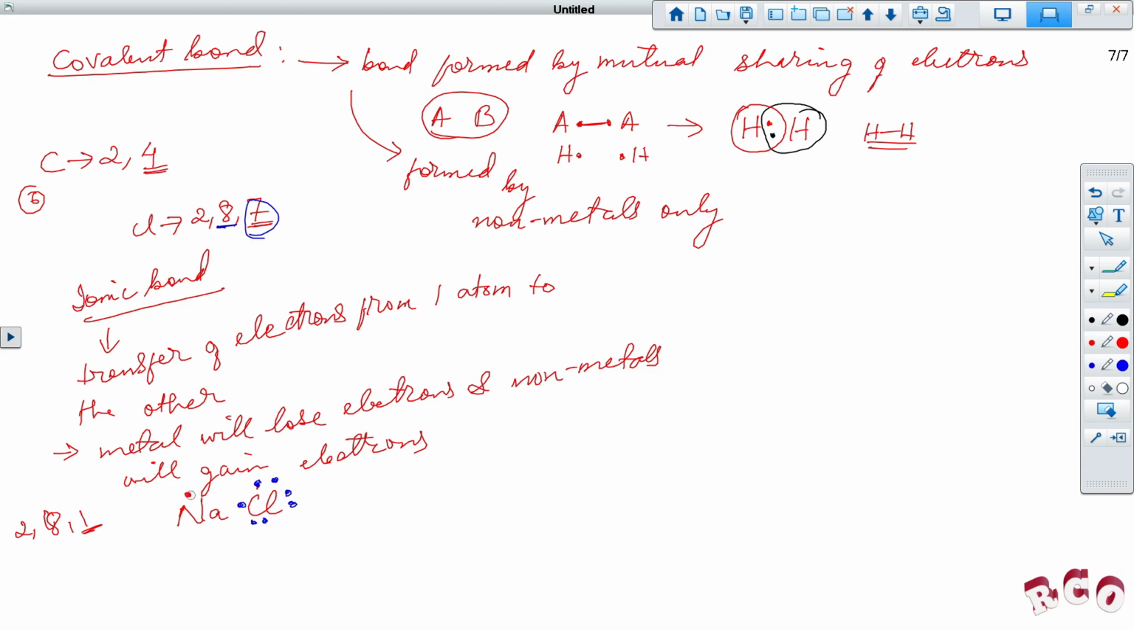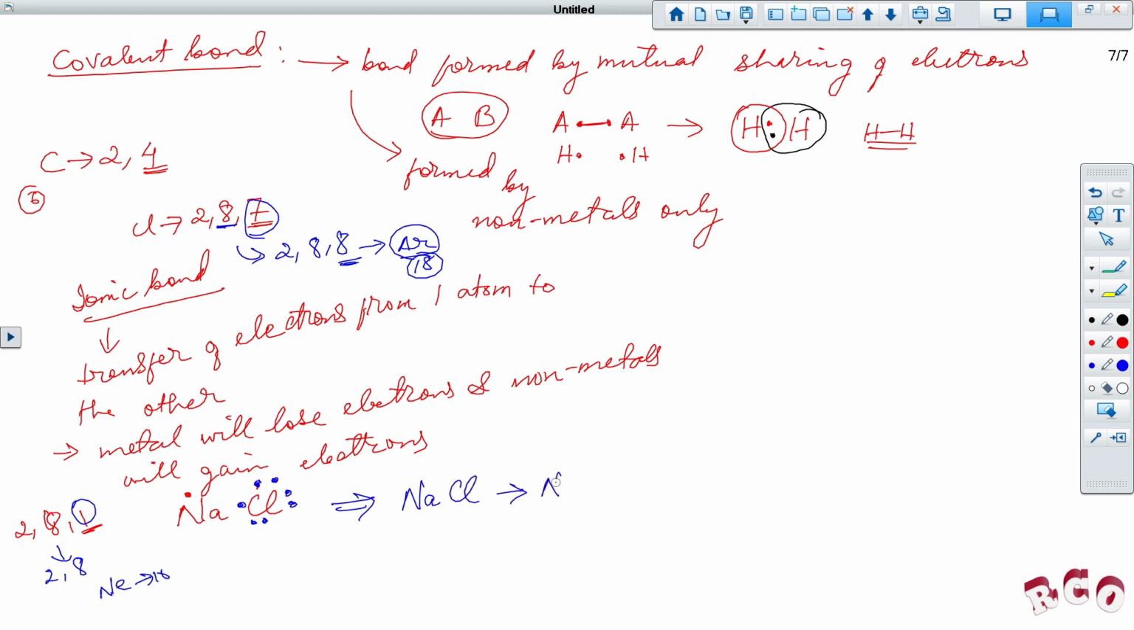So now this sodium will lose electrons and become 2, 8, and this one will gain one electron and it will be 2, 8, 8. It will be stable because it attains the octet rule, the nearest noble gas configuration, like argon type. Argon is atomic number 18. So this one will attain the neon type. Neon is 10. So we will be forming sodium chloride.